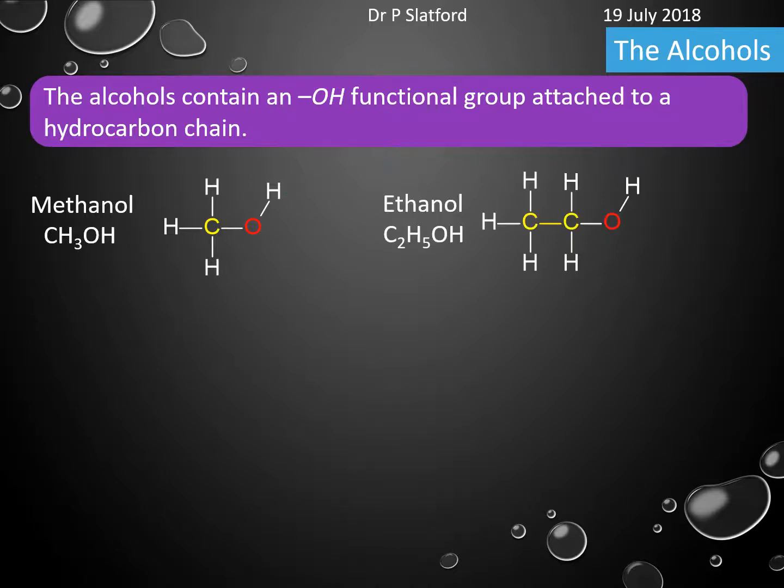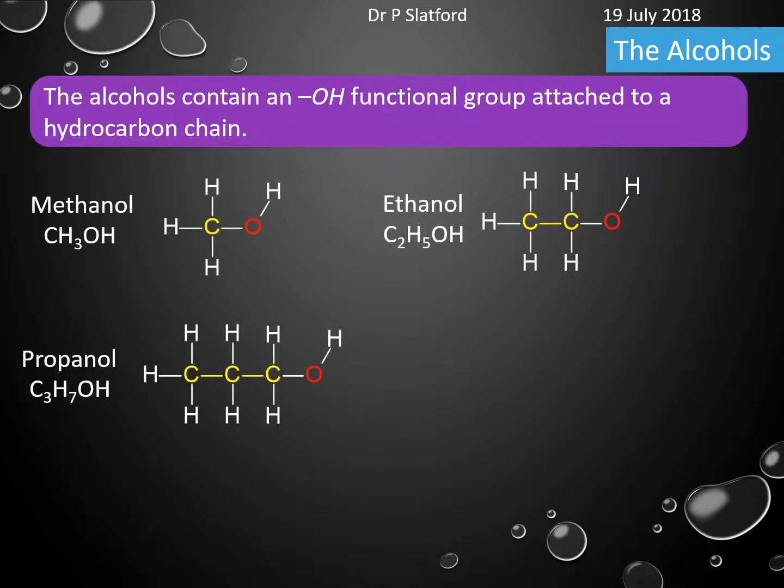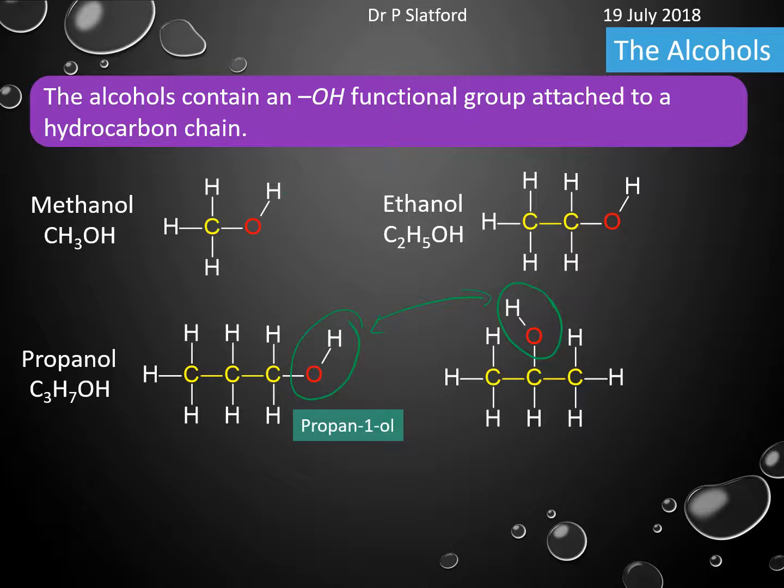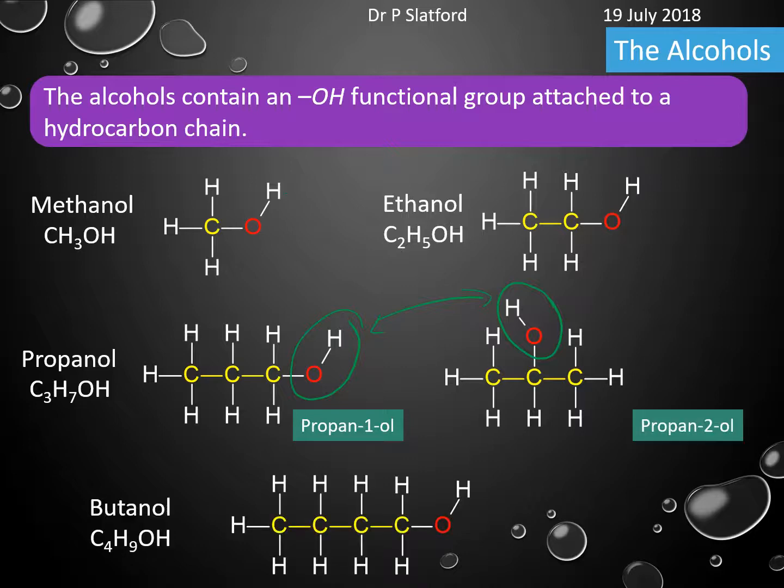We've then got ethanol, propanol, and another propanol, where now the OH is in a different position. And again, another video will tell you how to name these, but this is propan-1-ol, and this is propan-2-ol. And just to complete the series for the first four, the last one here is butanol, and that also has some isomers where the OH can exist in a different place as well.